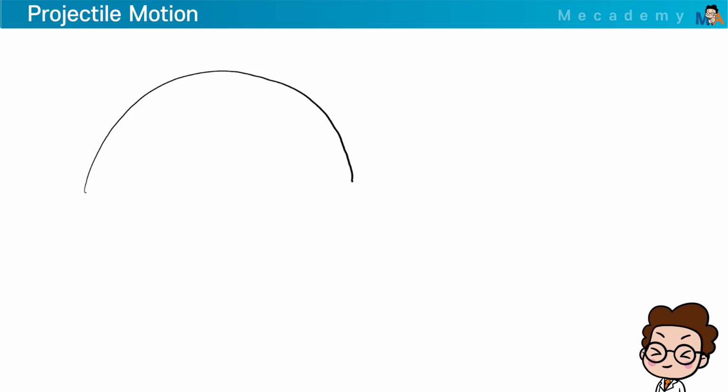So this isn't a simple linear motion where an object moves along a single straight line. Instead, projectile motion is fundamentally about simultaneous movement in two dimensions. It's the kind of motion where an object is moving along the x-axis and the y-axis at the same time.